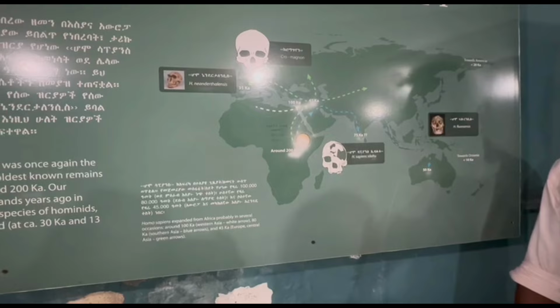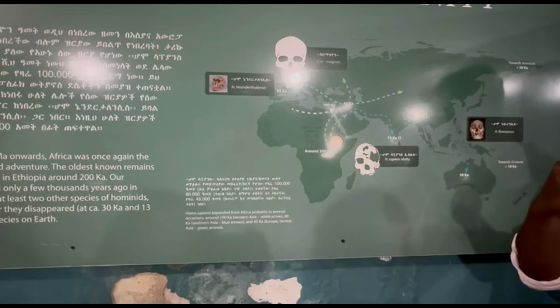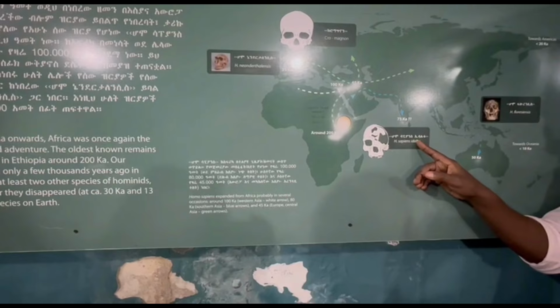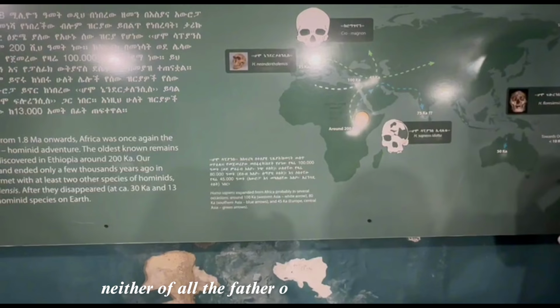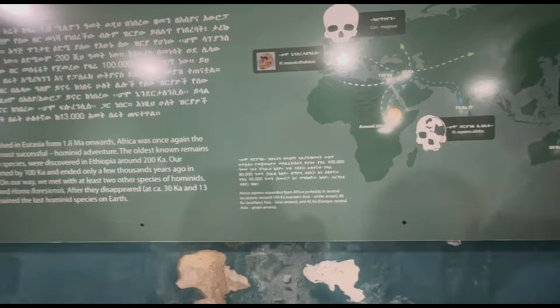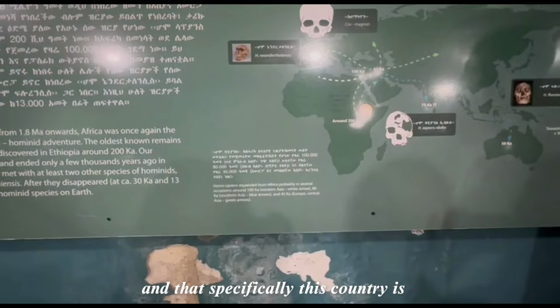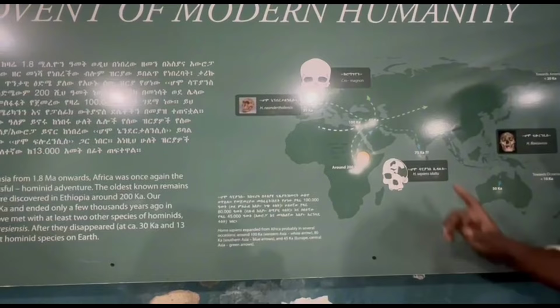The only surviving species in the world is known as Homo sapiens sapiens, or in Ethiopia, we call it Homo sapiens idaltu, which means mother of all, well, the father of modern humanity. That's what makes this continent, and specifically this country, the cradle of mankind. Not only those specialties.